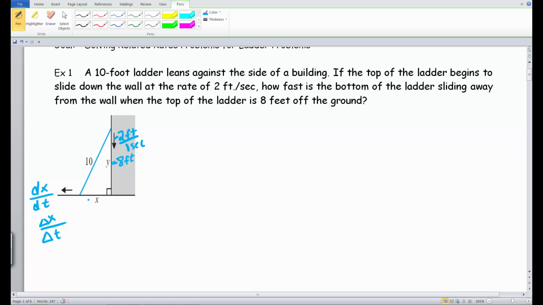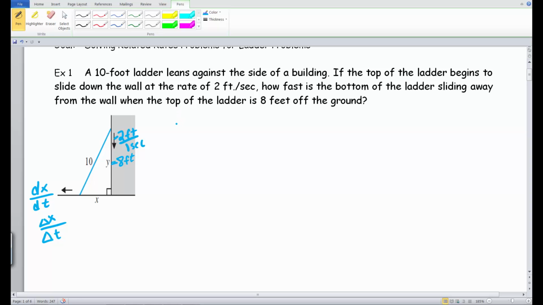We have no idea what x is, we have no idea what the change in x over the change in time is, but luckily we have some things to help us out in terms of the y's, like the change in y over time, and y. So right now, we notice that this is a ladder against the wall. It forms this perfect right triangle. And if you recall back to geometry, the Pythagorean theorem is pretty nice to know.